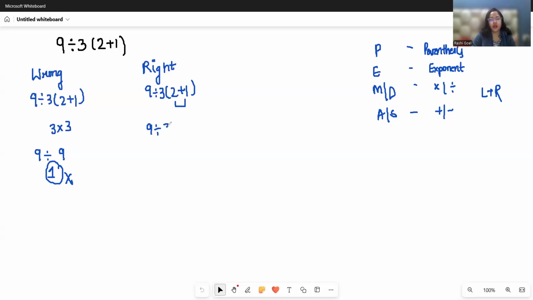So first solve the parenthesis. Rewrite the left out term. 2 plus 1 is 3, and there is a multiplication sign. Now multiplication and division both have the same priority, but we have to solve them from left to right. So it's 9 divided by 3, multiplied by 3. So it's 3 times 3, that is 9. So what is the correct answer?